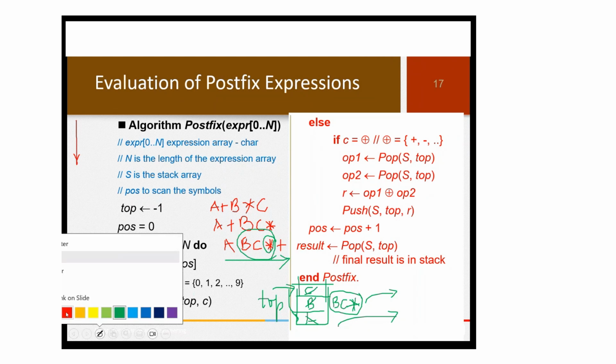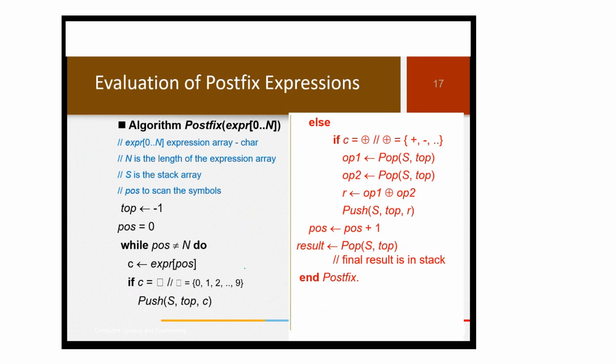So that's exactly what this algorithm does. Top is initialized for the stack. Position is to scan through the expression. As long as it has not reached the end of the expression, keep getting characters. So this is my first character. If it belongs to one of these, so I assume that these are real values, not A, B, C, D kind of thing. So push.